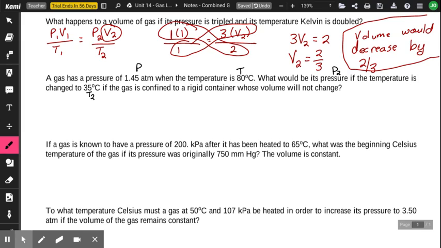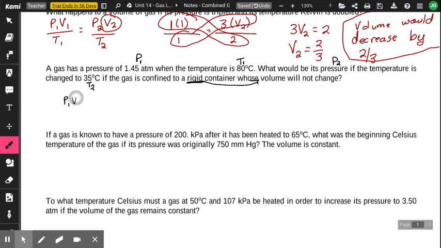If the gas is confined in a rigid container. Now, rigid means that the volume is not going to change. So that's just reiterated right there, where it's a rigid container where the volume will not change. All right, so that means this is my pressure 1 and this is my temperature 1. Okay, so if you look at this, your volume isn't there. We don't have those numbers. But we do see that our pressure and our temperature are changing, so we still use the combined gas law.